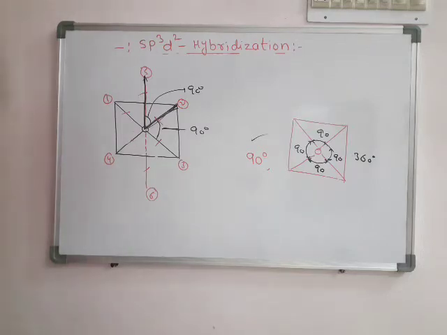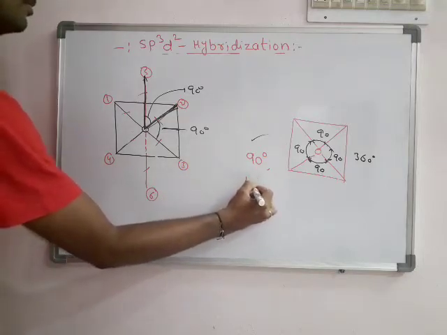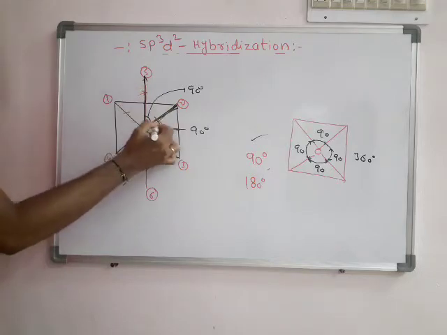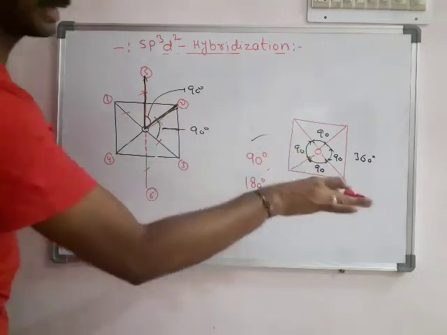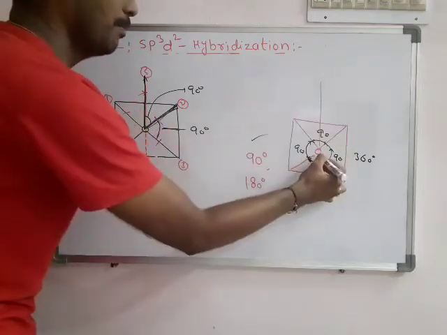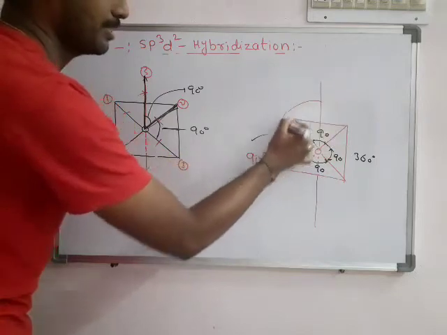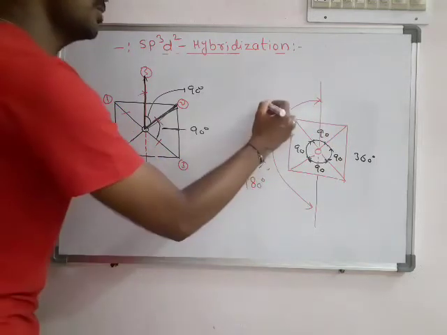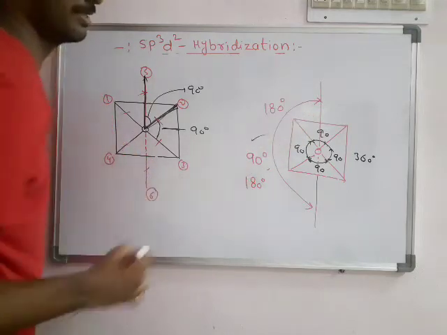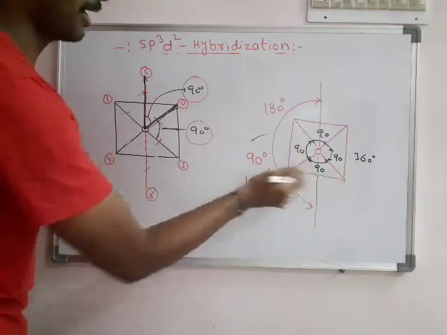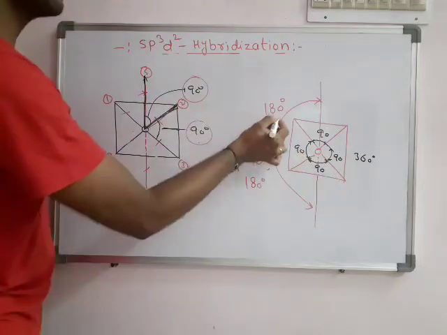Next there is also the possibility of a bond angle of 180. Where 180 degrees is present: the four are in one plane, like this. Above this plane and below this plane, two bonds are present. The bond angle between these two bonds is treated as 180 degrees. But officially we treat the only bond angle as 90 degrees. So this is also one of the possibilities.